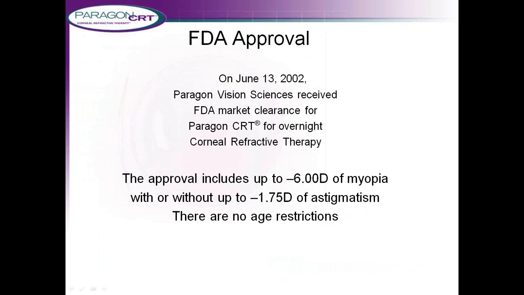Let's begin by informing you that Paragon Vision Sciences received the first overnight FDA approval for corneal refractive therapy on June 13, 2002. The approval included up to -6 diopters of myopia with or without up to 1 3/4 diopters of astigmatism. There are no age restrictions.